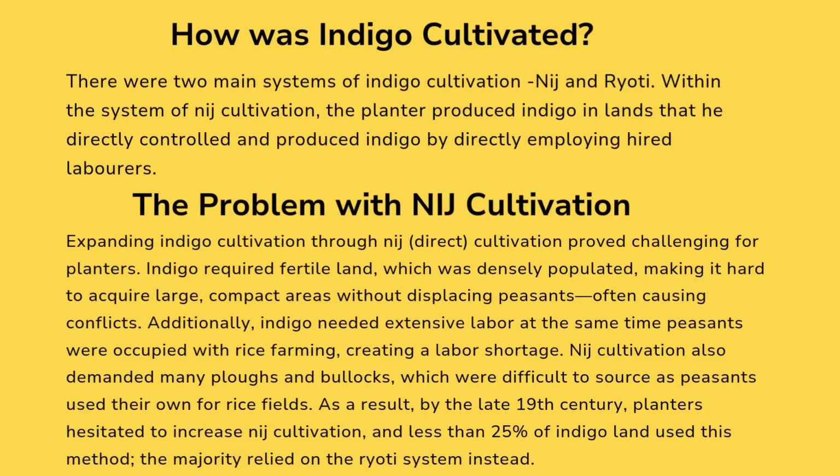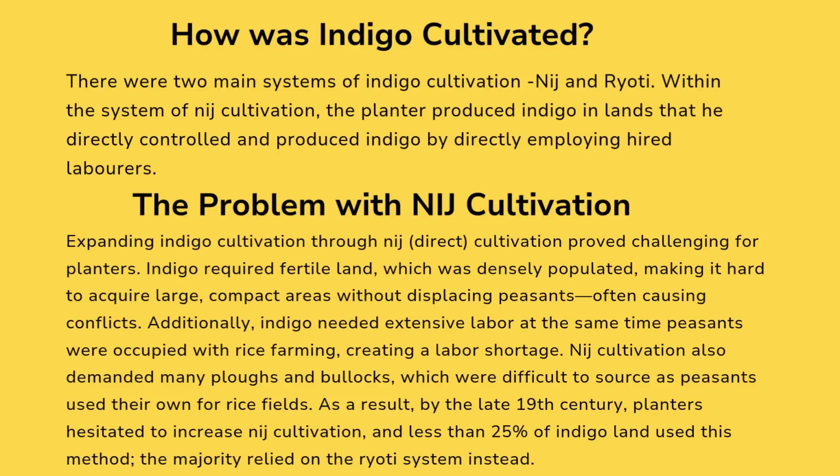How was indigo cultivated? There were two main systems of indigo cultivation: Nij and Ryoti. Within the system of Nij cultivation, the planter produced indigo in lands that he directly controlled, by directly employing hired laborers. The problem with Nij cultivation: expanding indigo cultivation through Nij, direct cultivation, proved challenging for planters.